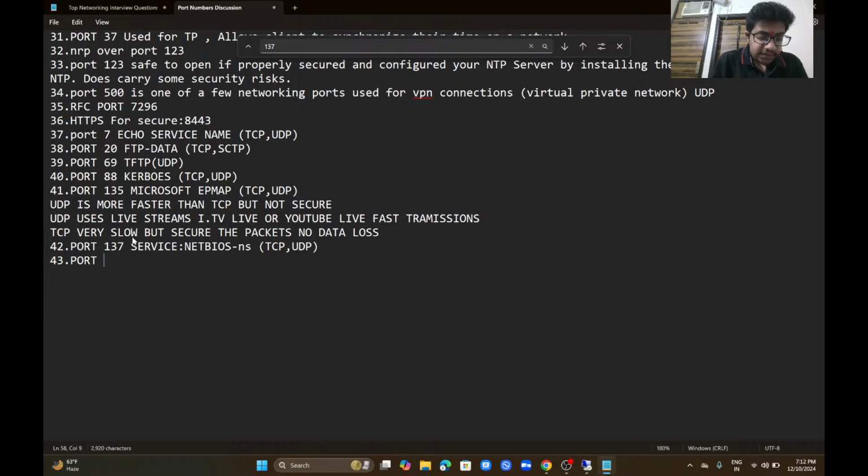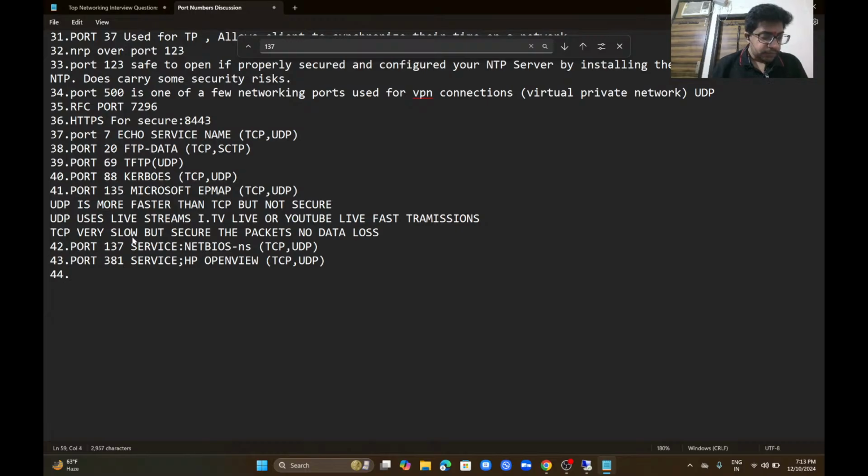Port 381, the service is HP OpenView, and the protocols are TCP comma UDP protocol. UDP means User Datagram Protocol.